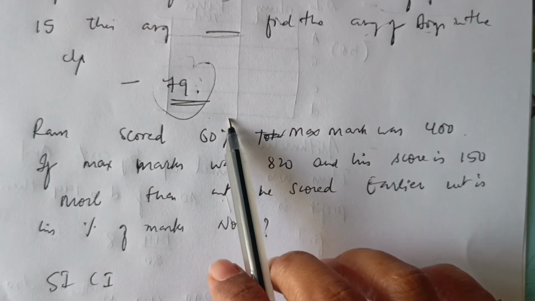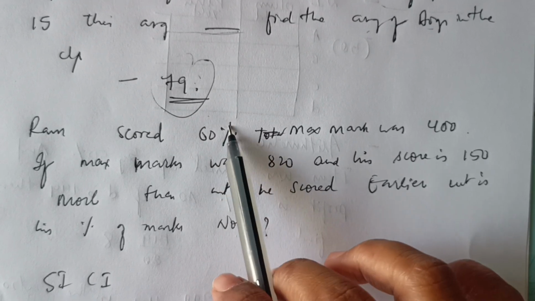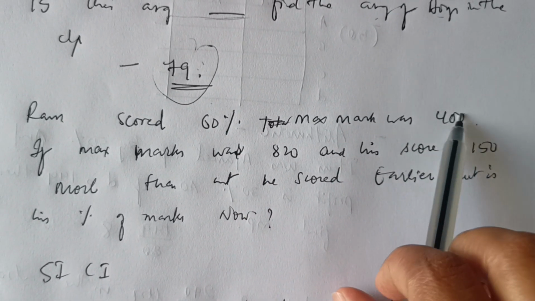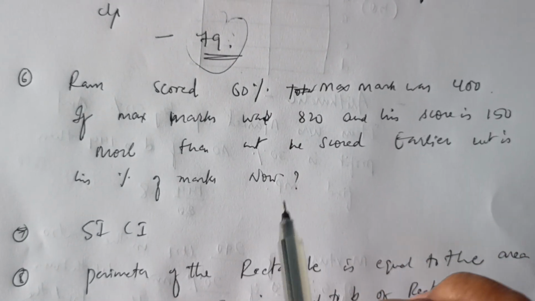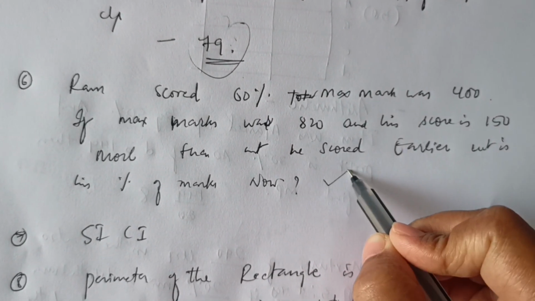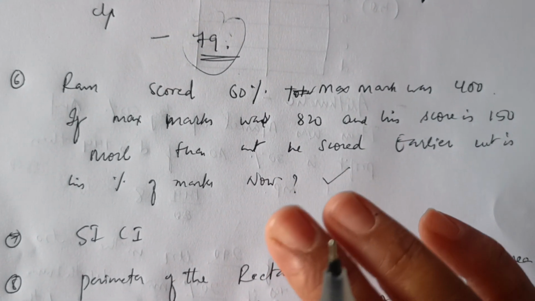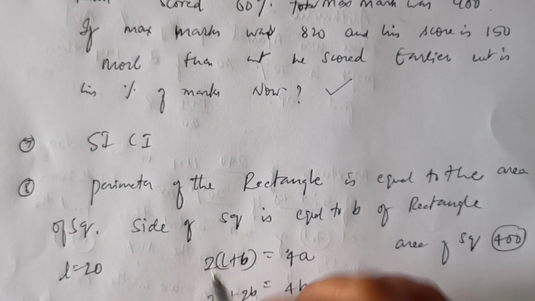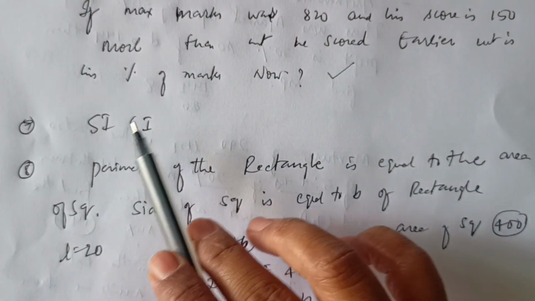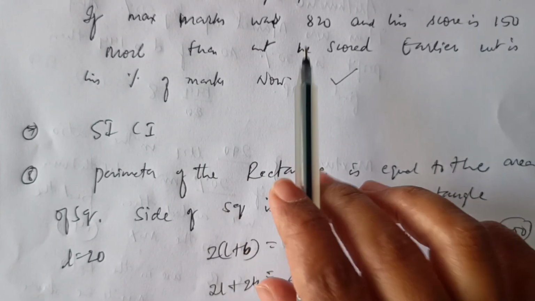So here also, I am sure it is 60 percentage only, but I am not sure whether it was 400 or 820. So do let me know in the comment section. And this one also, I think I got the answer, but I can't recollect it now. Okay, and one question was related to the SICI, so it was some variable based, so I didn't solve this.